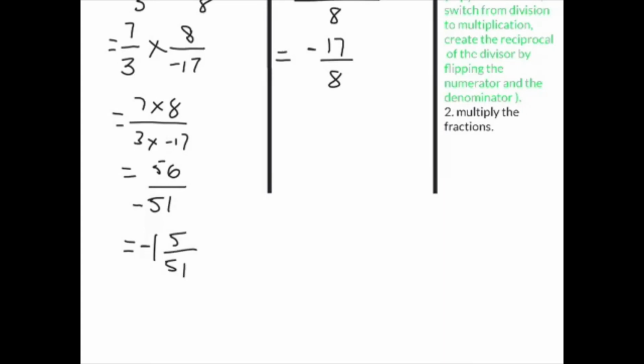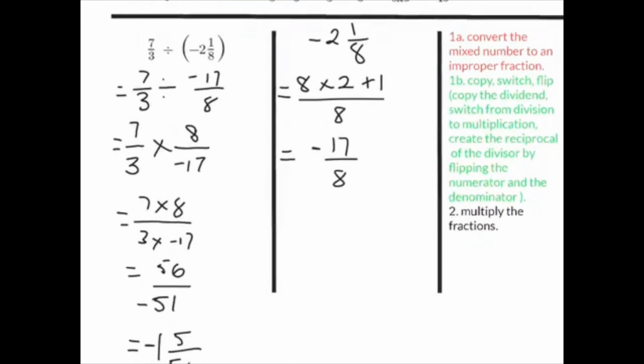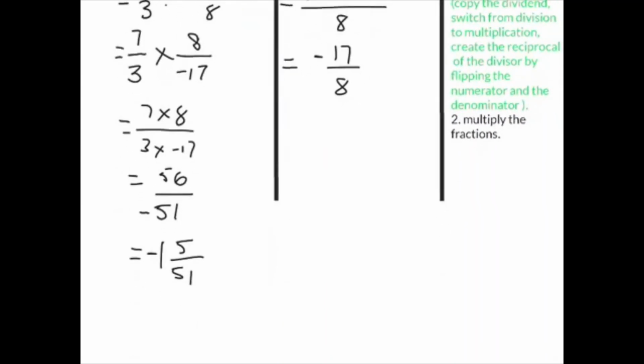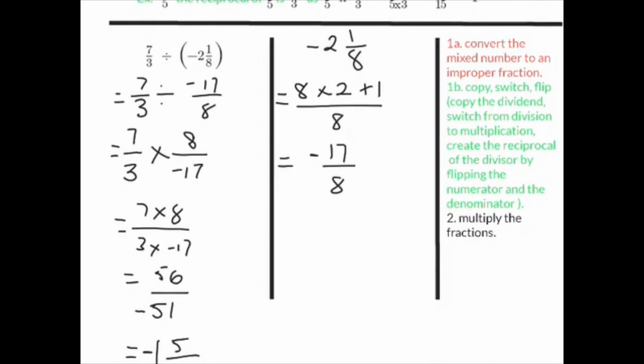So we can see here that 7/3 divided by -2 1/8 is actually going to be equal to -1 5/51, which is kind of hard to say, but hopefully this video has been helpful. And all we see is that in order to divide two fractions, what we need to be able to do is to create the reciprocal of the dividing fraction, and then we can multiply. I hope that is helpful, and we'll see you next time.